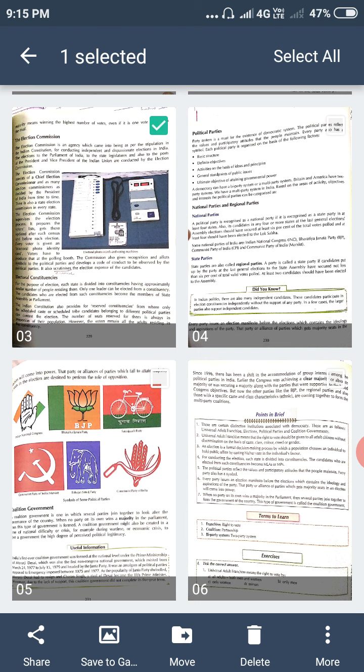Now the party which wins the majority comes into power and forms the government, and the other parties जो नहीं जीतती हैं, those who have failed to get majority, they will form the opposition, और उनको क्या बोला जाता है? Opposition parties. ओके और जो पार्टी जीत जाती है और जो गवर्नमेंट बना लेती है, that is called the ruling government.